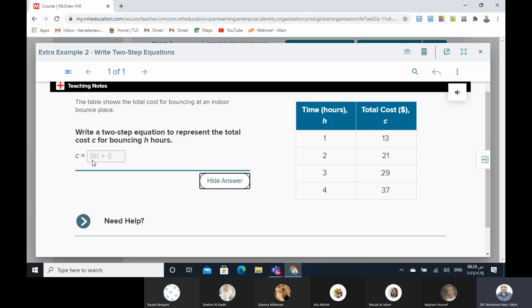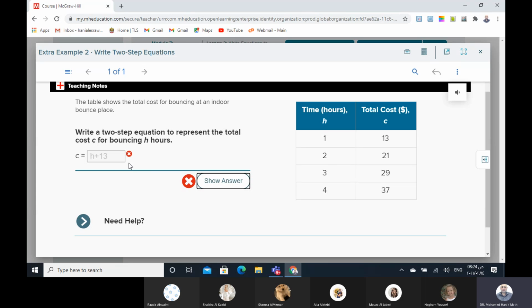As you see here, 8H plus 5. 1 times 8 is 8, plus 5 will be 13. 2 times 8 will be 16, and 16 plus 5 will be 21. 3 times 8 will be 24, and 24 plus 5 will be 29. 4 times 8 will be 32, and 32 plus 5 will be 37. So the rule between H and C is C equals 8H plus 5.